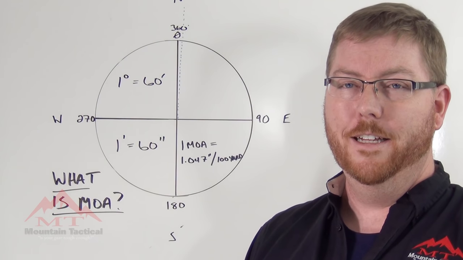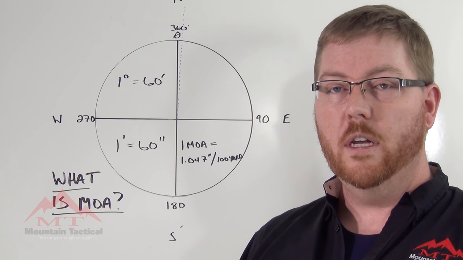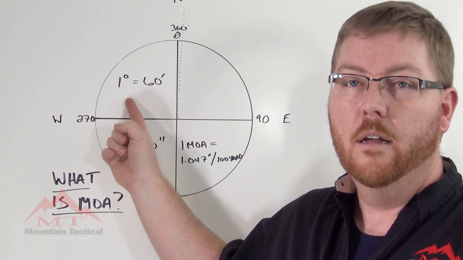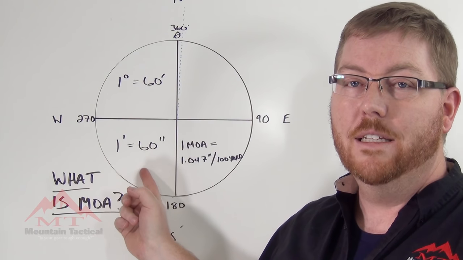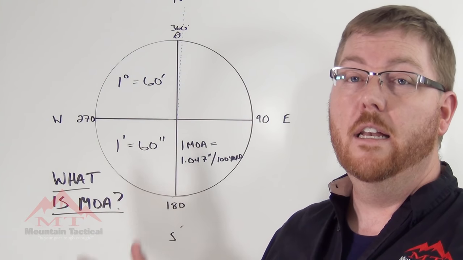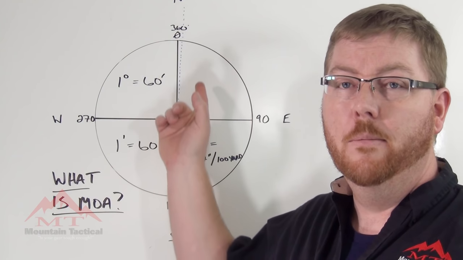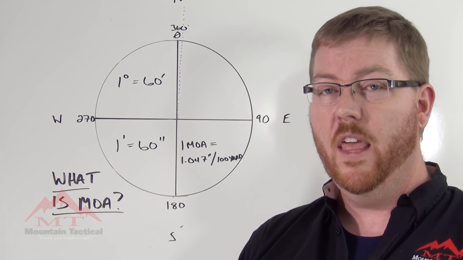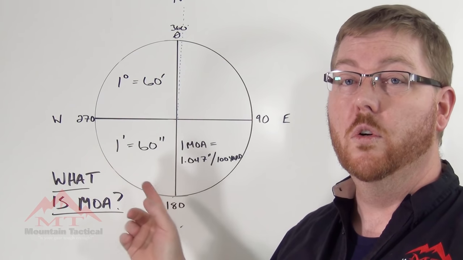Remember high school geometry, there's 360 degrees in a circle. Now, 360 degrees can be broken down into little bits. So 1 degree has 60 minutes of angle to it. 1 minute of angle has 60 seconds to it. And then you can break that down into further decimal points as well. So a very exaggerated blue line here, 20 MOA is a very, very thin sliver of the circle here.